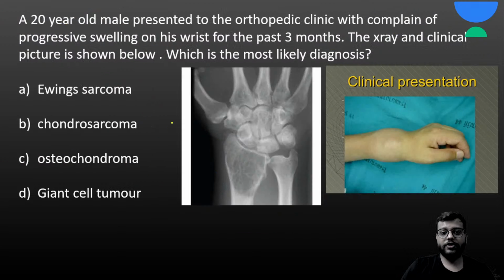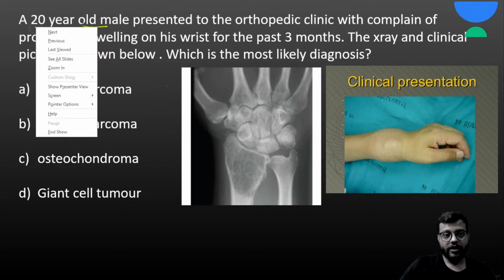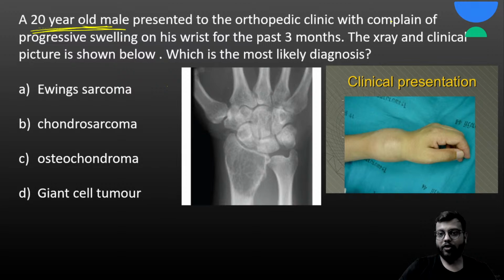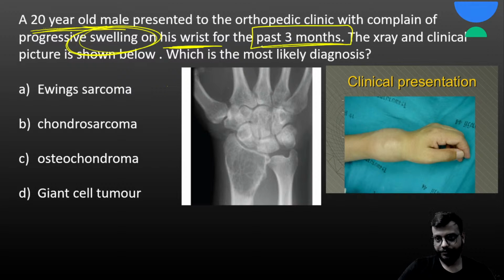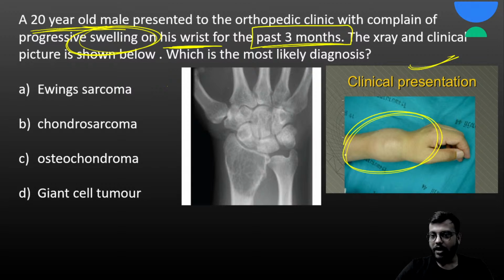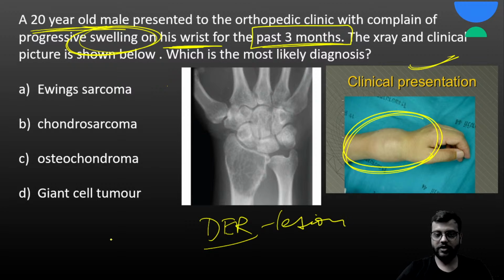Now the next question was also a clinical and image based question in which a 20-year-old male presented to the orthopedic clinic with a complaint of progressive swelling on his wrist for the past 3 months. The X-ray and the clinical picture is shown below, which is the most likely diagnosis? So in the clinical presentation, a photograph of wrist swelling was given, and a picture like this of the distal end radius with this lesion, and here you can see this lesion has a soap bubble appearance.